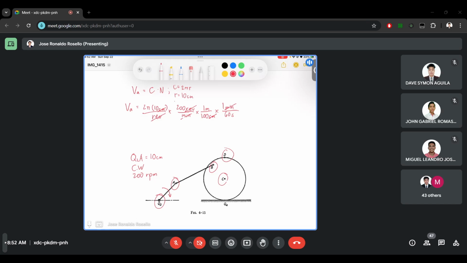So let's look at the example. We have 2 times 200 is 400, times 10 is 4,000, divided by 100 is 40. Then it will be 2/3. Simplest form is equal to 2/3 pi meters per second.